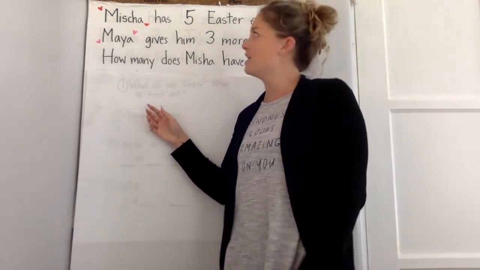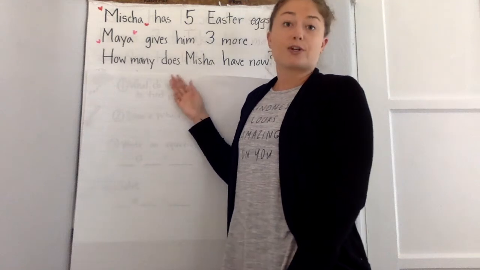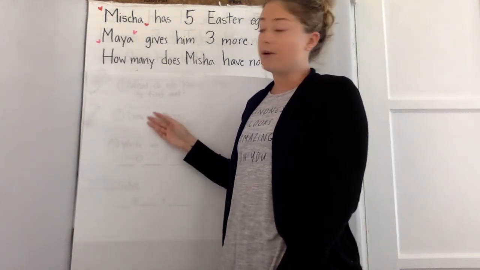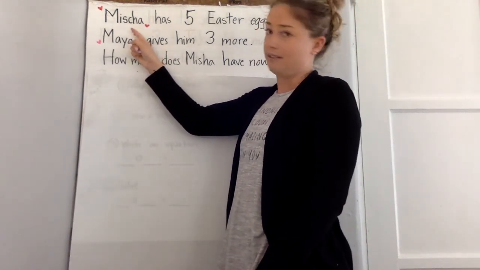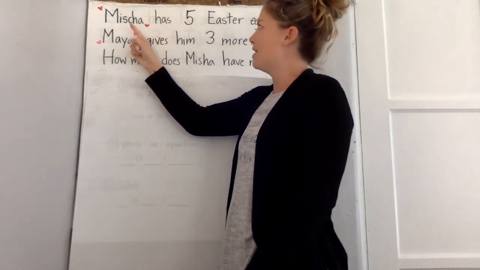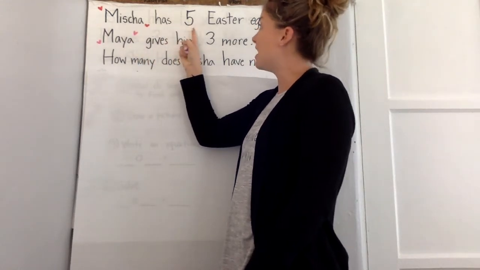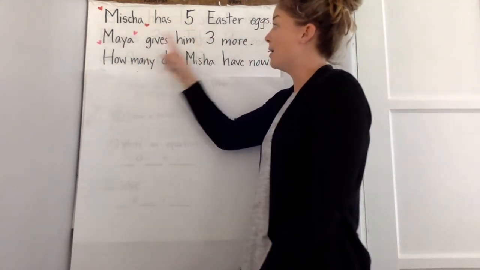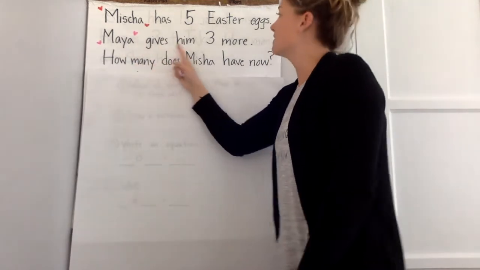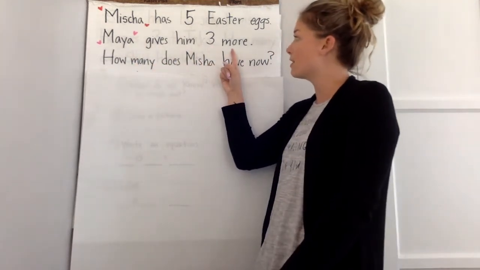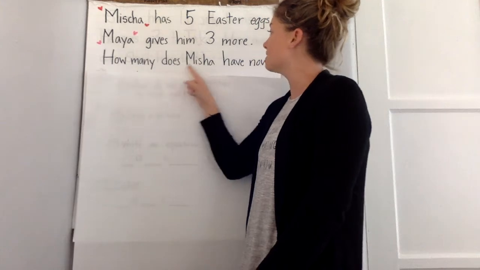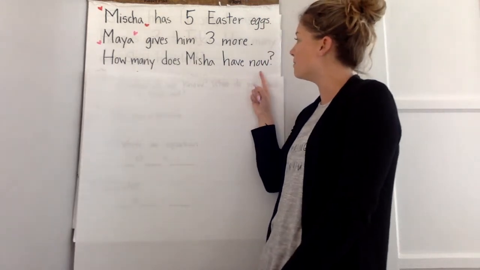Okay, friends, we're going to get started. I'm going to read you the problem, then we're going to go through the steps that we need to solve, okay? Misha, I spelled your name wrong, I'm so sorry. Misha has 5 Easter eggs. Maya gives him 3 more. How many does Misha have now?